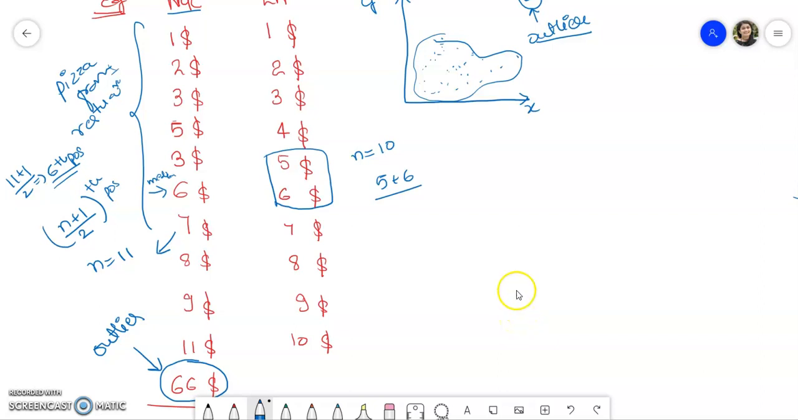Hello everyone. This video is the continuation of my previous video where I was talking about when the value of n is equal to 10. So we will take the two middle values, 5 plus 6 divided by 2. That is 11 by 2, that is 5.5. That is the fifth position. So my median will be the value at the fifth position. So in this case, my median will be equal to 5.